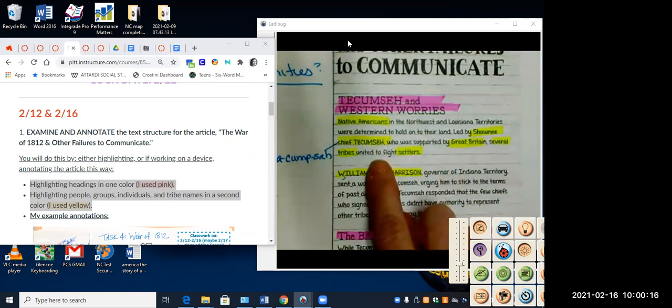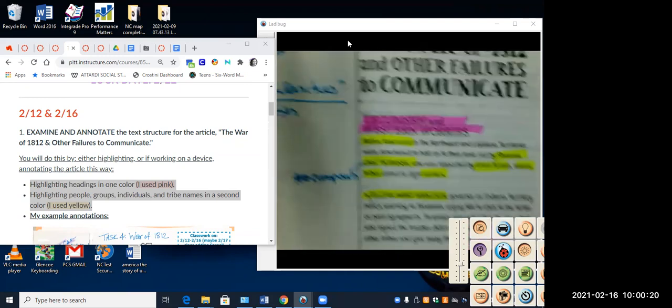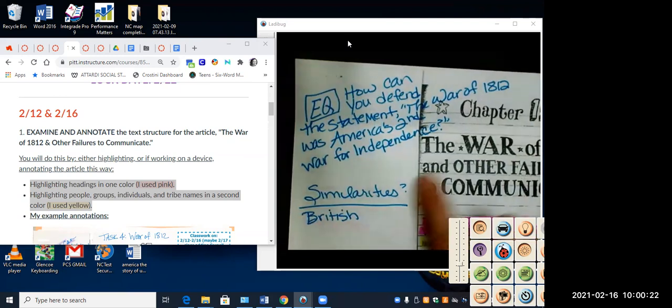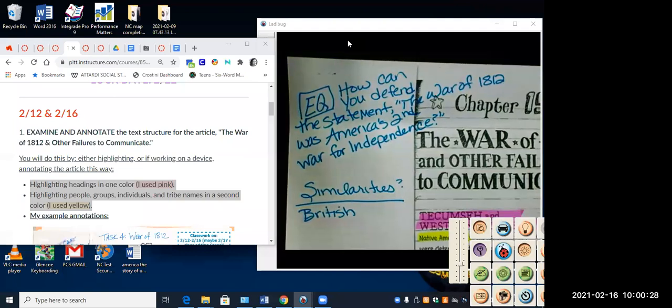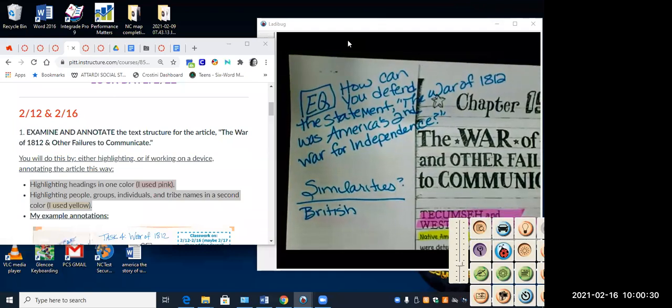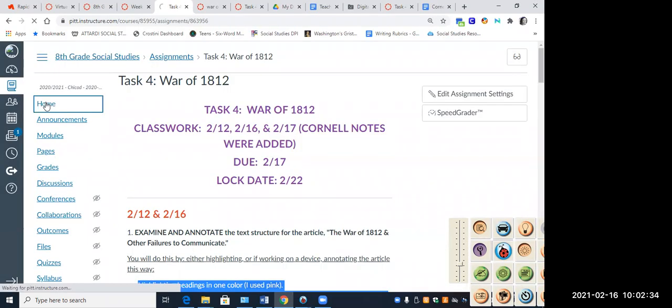All right, so if you look back at our essential question, it says, how can you defend the statement the War of 1812 was like America's second war for independence? Are the British involved? Yes. What else have you read that's involved? Or who else? The Indians. Okay, so we've got Native tribes. Yep. All right, home page. Click that.